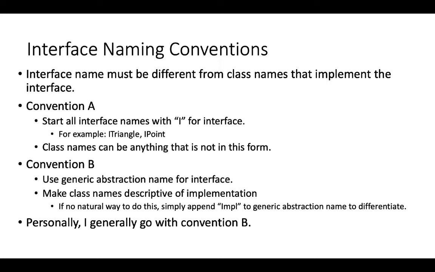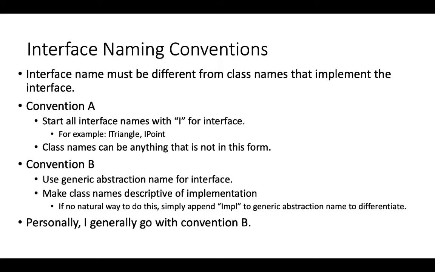One convention for interface names versus class names is to start all interface names with a capital I, kind of like Apple products, right? So ITriangle, IPoint, iPhone, I this, I that, right? If you see a type name that starts with a capital I, and you're using this convention, you understand, oh, they're referring to an interface name. And then the class names are essentially names that don't start with capital I.